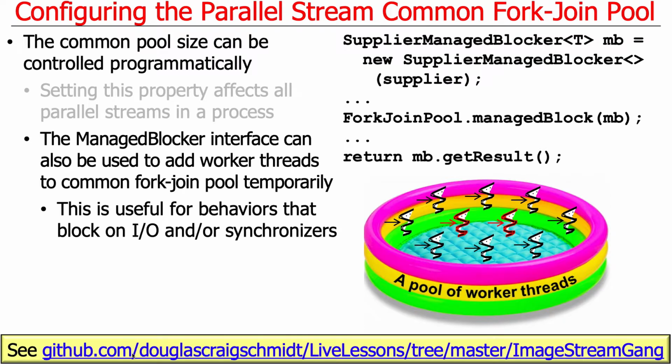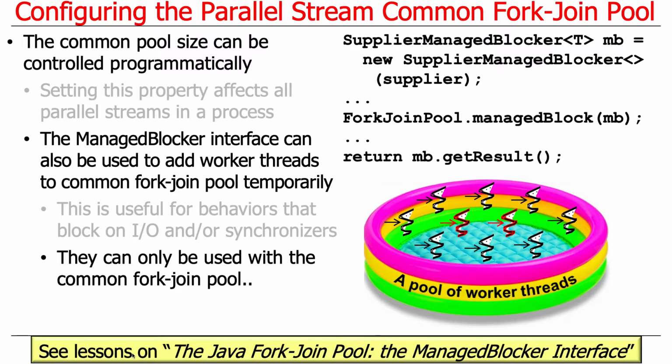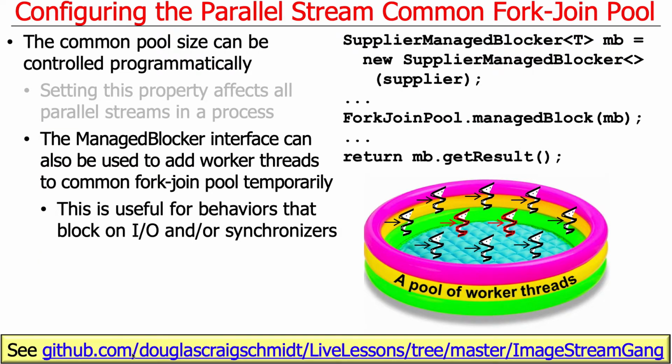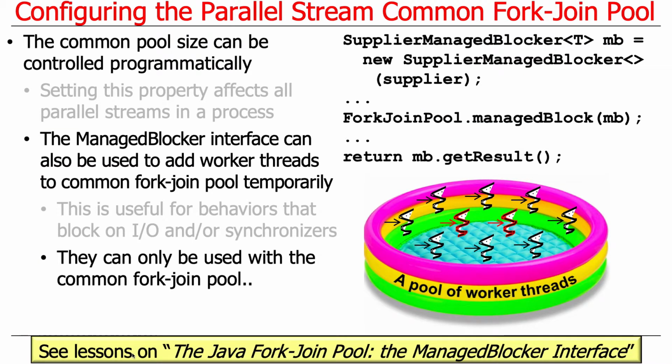And this is very useful for behaviors that block on I/O, like our image download stuff we were just looking at, or things that will block on synchronization mechanisms, like mutexes or semaphores or something like that. And we'll talk a lot more about that later. This particular mechanism, the managed blocker, can only be used with the common ForkJoin pool, not with other kinds of ForkJoin pools, because you can have your own ForkJoin pools. And of course, this mechanism of setting the values can also only be used for the common ForkJoin pool. And we'll talk a lot more about this when we talk about the Java ForkJoin pool and the managed blocker interface.